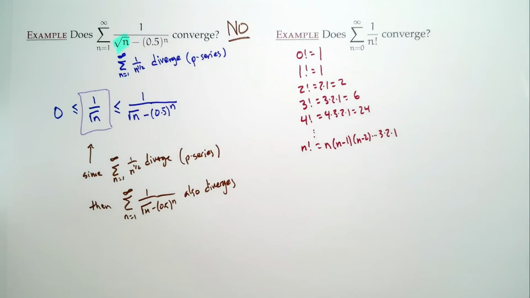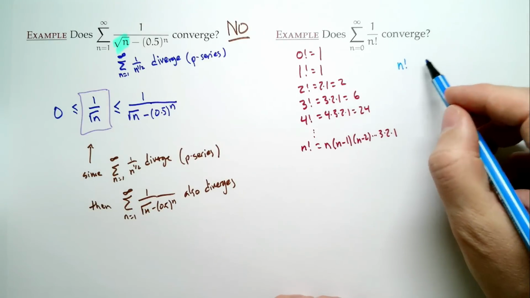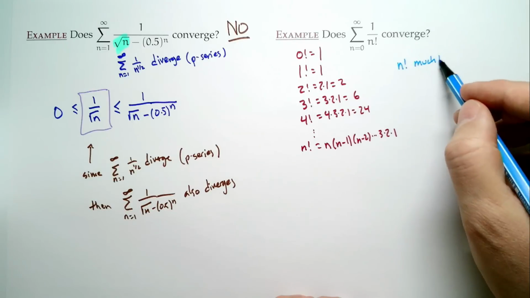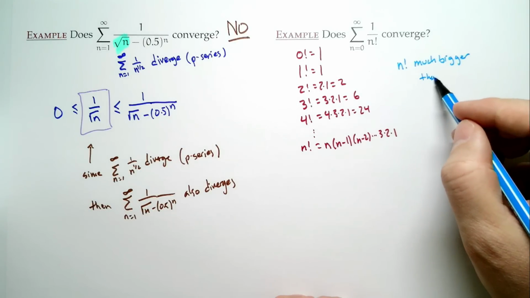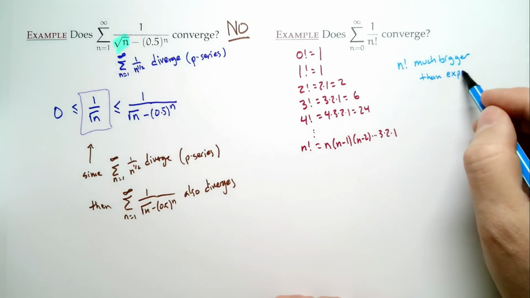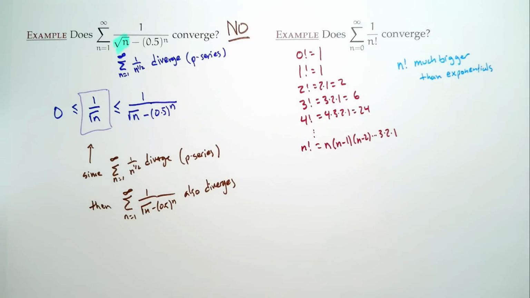Now, what do we want to do? Well, do we think the sum of 1 over n factorial converges? Our belief is yes. Why? Well, n factorial is much bigger than exponential, because that's one of the things we just said. And exponentials converge, right? So if I had 2 to the n instead of n factorial, it would converge, no problem. Well, how do we argue it?